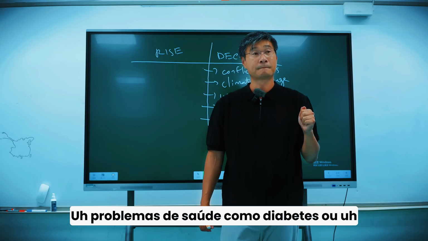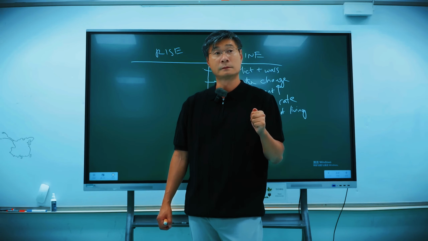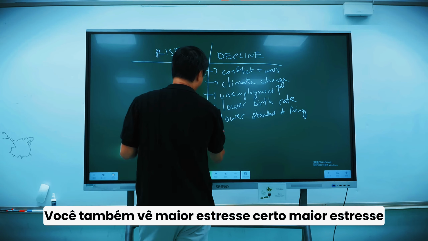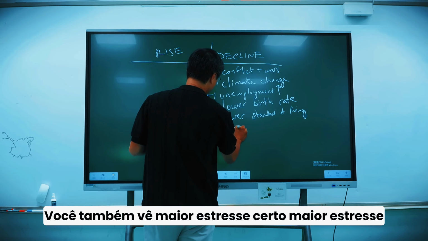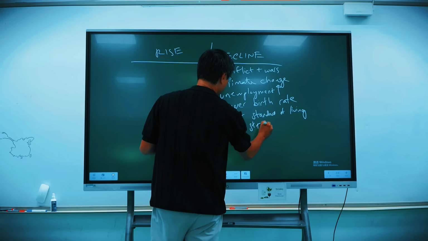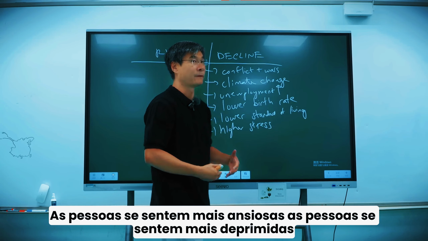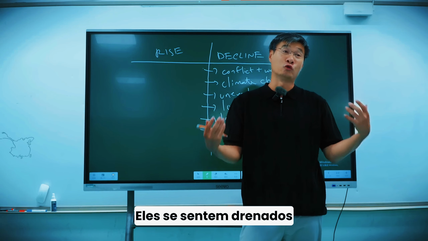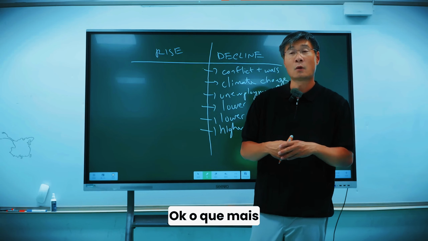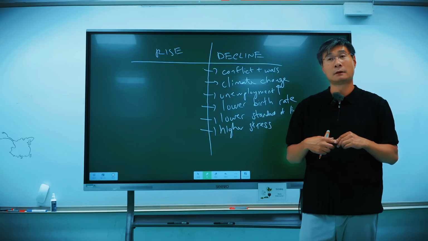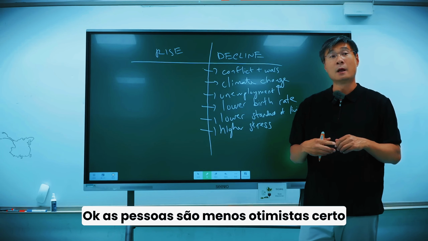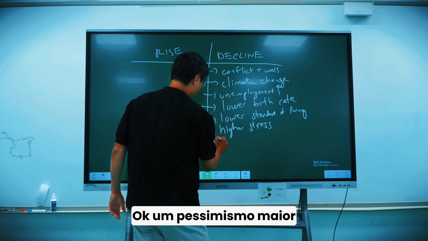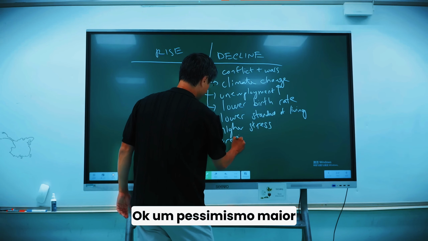Health issues like diabetes or high blood pressure. You also see higher stress. People feel more anxious, more depressed, more stressed. Emotionally, they feel drained. What else? People are less optimistic. Greater pessimism.